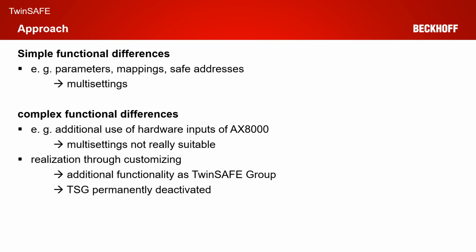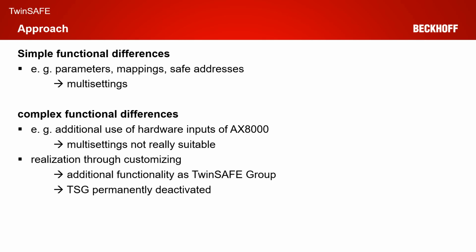want to use the hardware inputs of the AX8000 except for one axis. On that axis, those hardware inputs should give us an additional enable signal for channel A in our case, and that's not really simple realizable with multi-settings. So for this functionality, we use customization.